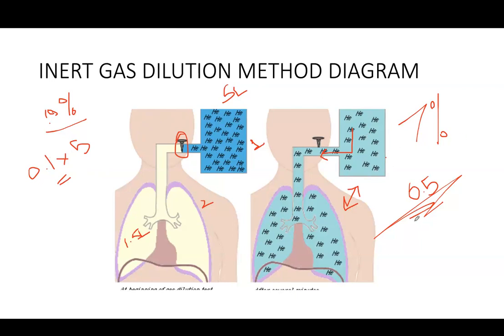And then over here, again, we're trying to find the concentration. It's 7%. It's 0.07 instead of 0.1. And we have here 6.5, right? So we're going to multiply it by 6.5.